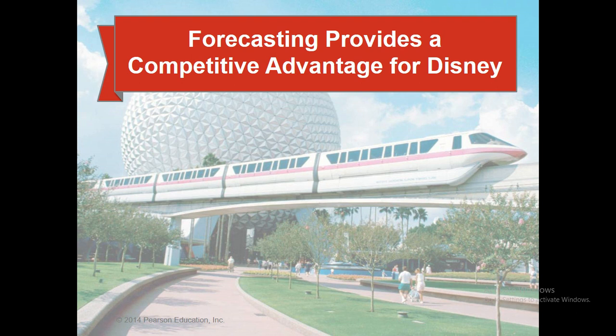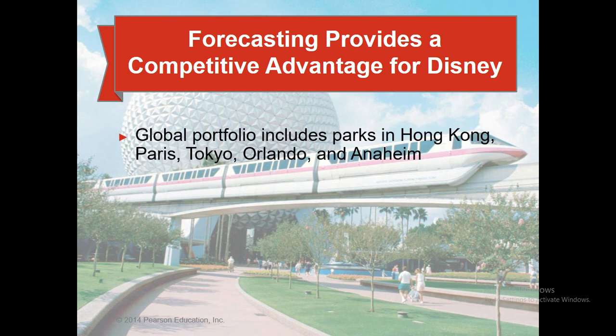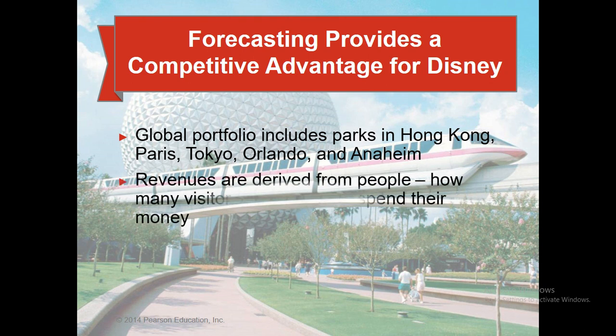So how does forecasting provide a competitive advantage for Disney, which is also branded as the happiest place on earth? We are now going to discuss the global portfolio that includes parks in Hong Kong, Paris, Tokyo, Orlando, and Anaheim. So we all know, guys, that revenues are derived from people: how many visitors and how they spend their money. Of course, in an established theme park, the more visitors or tourists that go in Disneyland, the more profit they will earn.